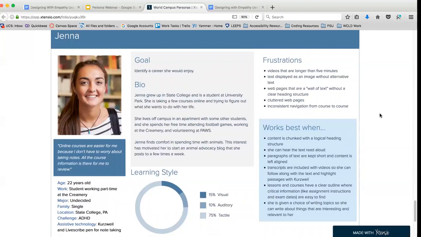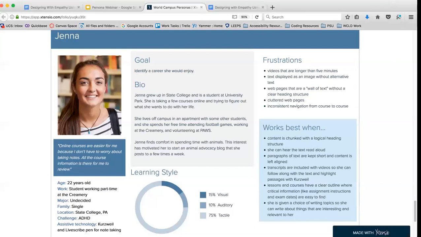So if you saw Terry Watson's webinar a couple days ago, he demonstrated a lot of that functionality. Note-taking is a challenge for her. So in face-to-face courses, she uses the LiveScribe pen, which will record the lecture as she's taking notes. So she likes taking some of her courses online because there's a lot less note-taking and all the course content is provided there for her. So she appreciates when online courses have consistent navigation and clear instructions for assignments.